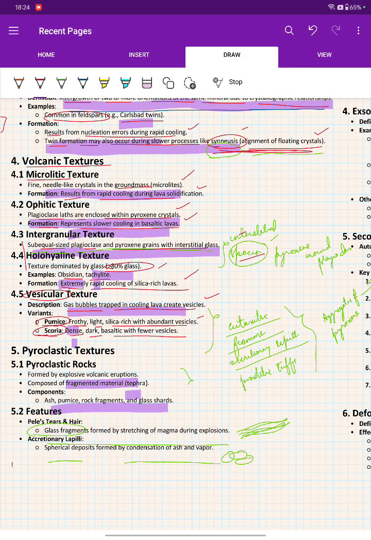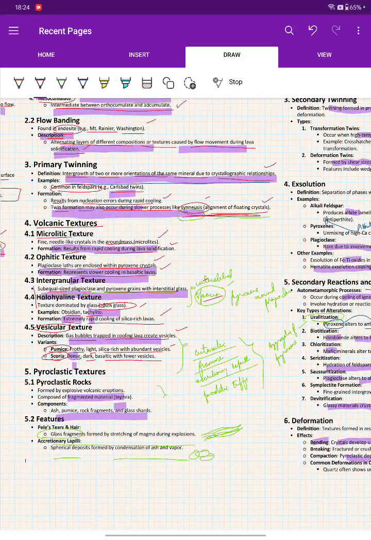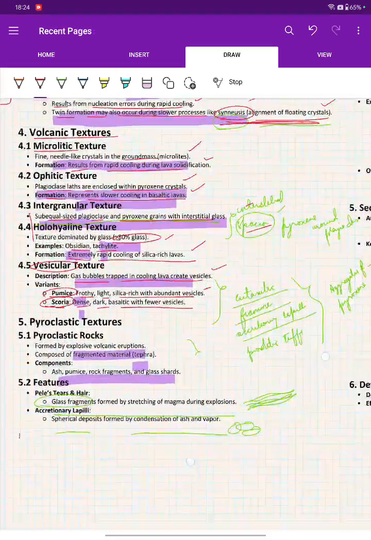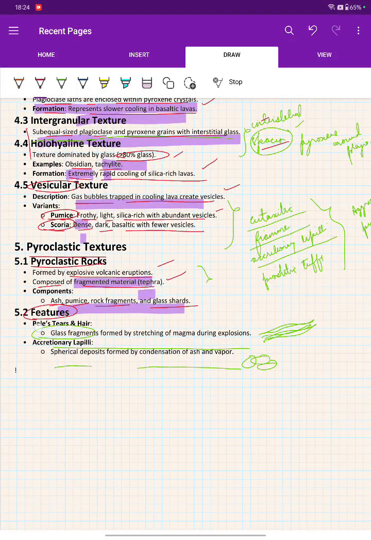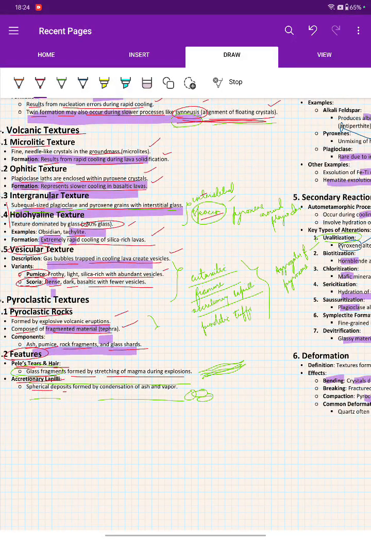Now we have pyroclastic texture. So pyroclastic rocks have been formed by the explosive volcanic eruptions, and are composed of fragmented material like tephra. Components are ash, pumice, rock fragments, and glass shards. And we have the features: Pele's tears and hairs. Pele's tears and hair, glass fragments formed by the stretching of magma due to explosions. And we have accretionary lapilli. It's a spherical deposit that has been formed by the condensation of ash and vapor.